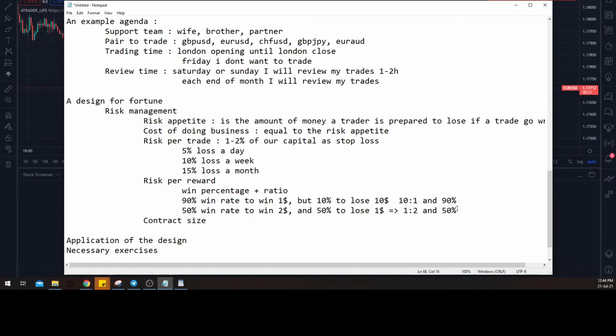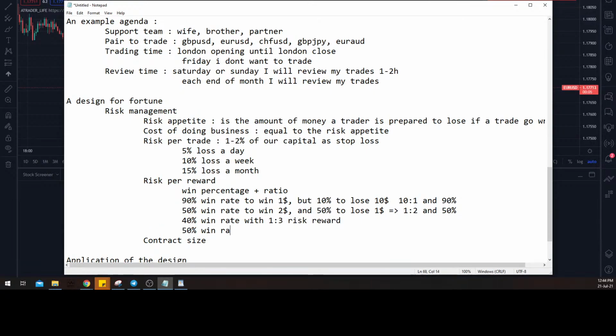So in general, for me, a very good ratio: you can go 40% win rate with a 1 to 3 risk reward. At the same time, maybe 50% win rate with 1.5 risk reward. These are good to very good, like 7.5 on a scale to 10, I believe. It's kind of what I like. So yeah. Now, how to calculate the contract size?